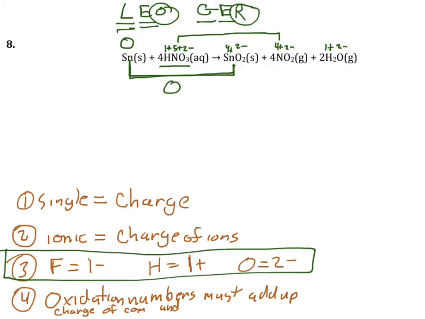Now the nitrogen is going from 5 positive to 4 positive. So how does it go from 5 positive to 4 positive? Well, it must be gaining electrons to do that. It's got to be gaining negative electrons to become less positive. And so if it's gaining electrons, that means it's being reduced.